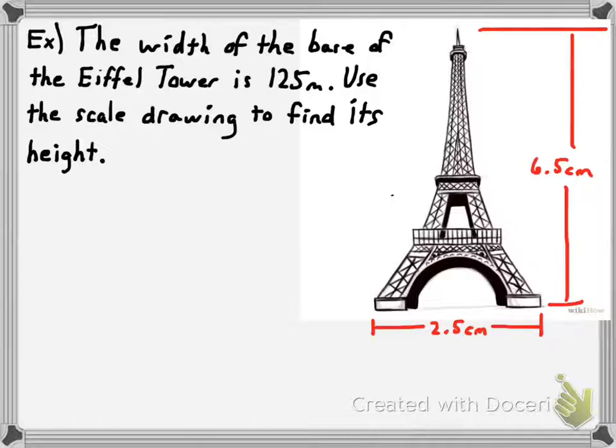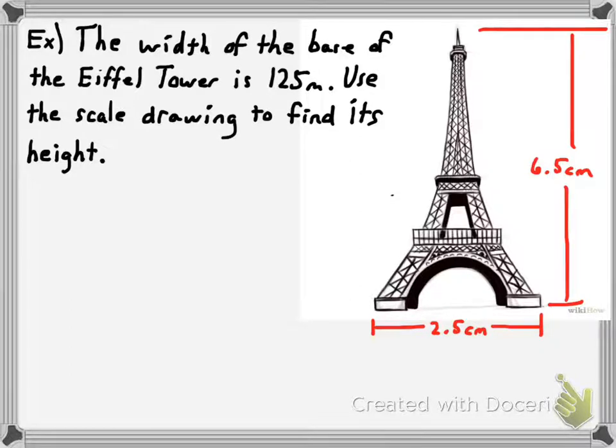Here I have a scale drawing of the Eiffel Tower, and the problem says that the width of the base of the Eiffel Tower, the actual thing, is 125 meters. It wants us to use a scale drawing to find out what its height is. Now on our scale drawing, the base is 2.5 centimeters wide. And in real life, the actual Eiffel Tower's base is 125 meters.